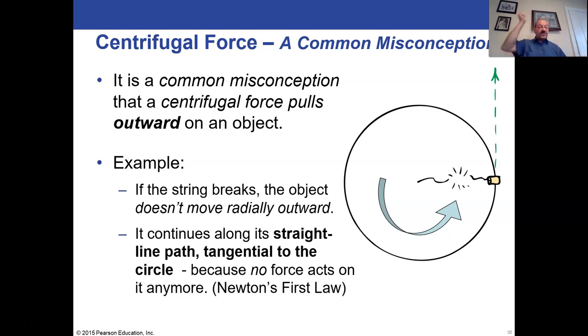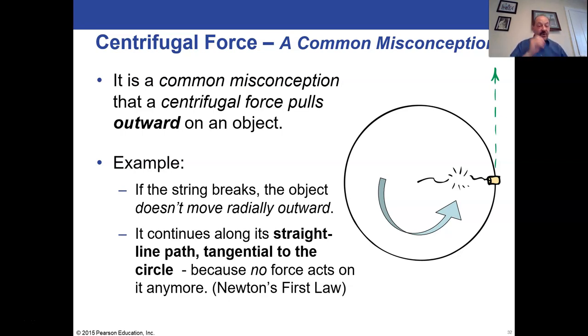If you had a rock on a string and you're spinning it around and you let go, it's not going to go straight out from you. It's not going to continue in a circle. It's going to go whatever direction it was last going when you let it go, which is tangent to the circle shown in this green dotted line here.